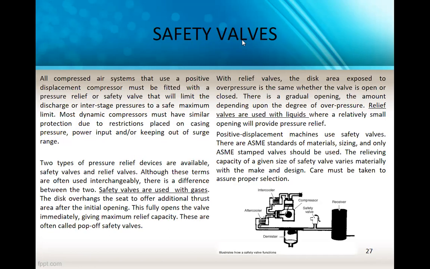Okay, next, safety valve. All compressed air systems that use a positive displacement compressor must be fitted with a pressure relief or safety valve that will limit the discharge or interstage pressure to a safe maximum limit. Most dynamic compressors must have similar protection due to restrictions based on casing pressure, power input, and or keeping out of surge range. Two types of pressure relief valves are available. We have the safety valves and relief valves.